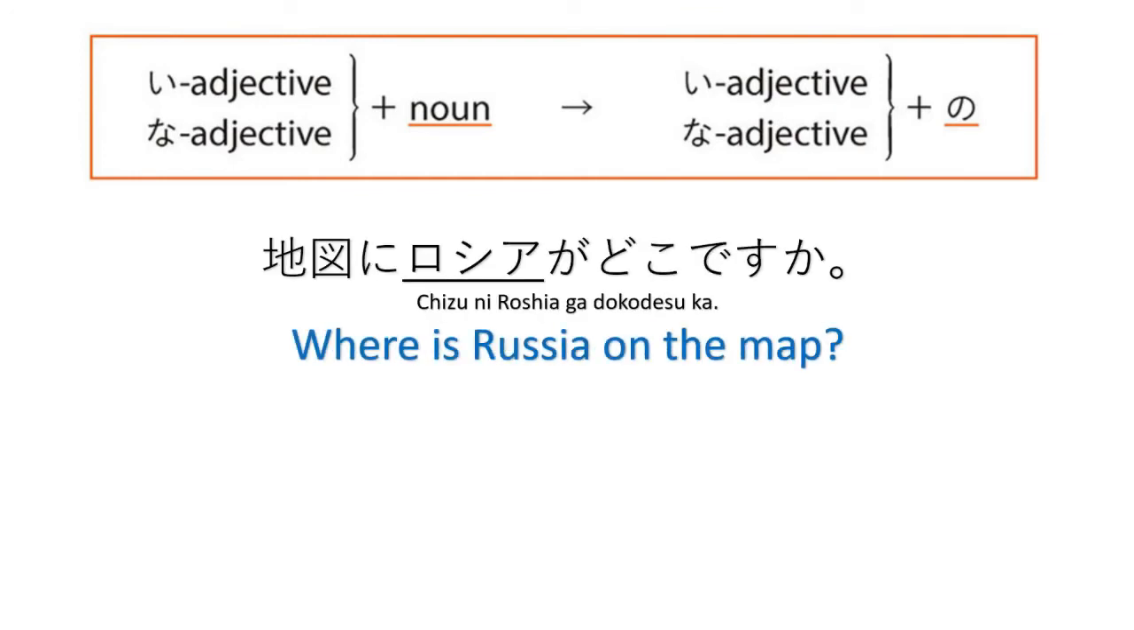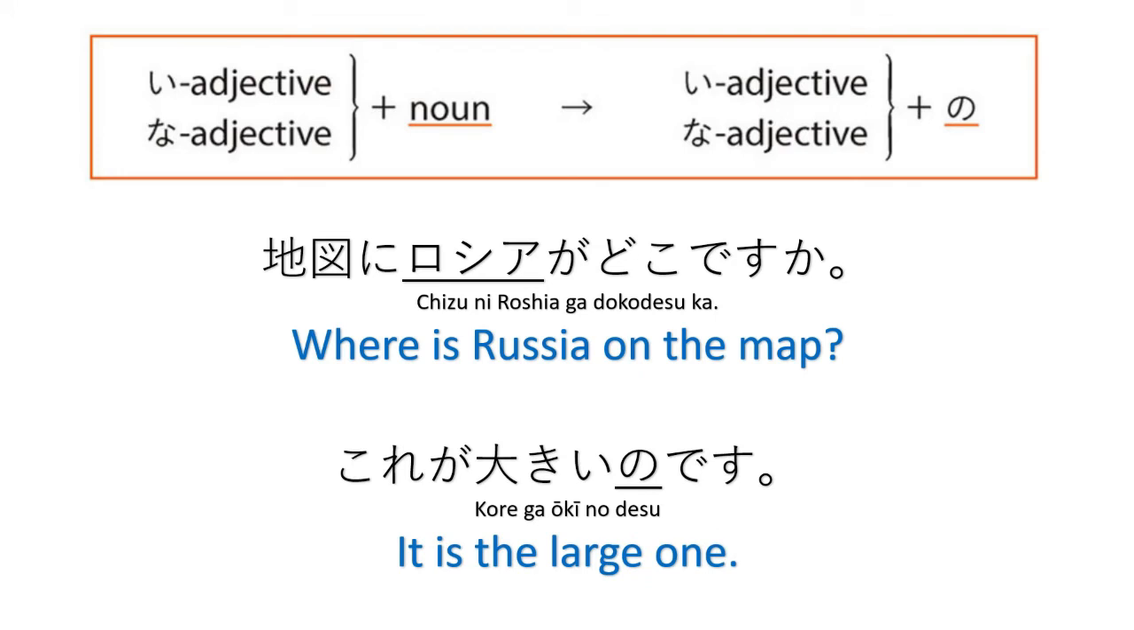Again, chizu ni Russia ga doko desu ka? Where is Russia on the map? So here we will try to avoid using the noun Russia again. Kore ga ookii no desu. It is the large one. Here, as you can see again, ookii is the adjective, and then we just add no as a replacement to the country, Russia, or to the noun, Russia. It is the large one.